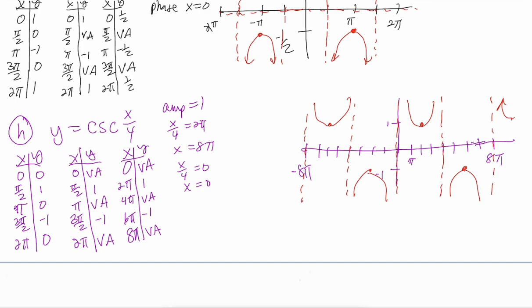But you need to do trig every night between now and your test on Friday. Don't wait until Thursday. This is a lot of material. Please study between now and your test on Friday. Okay? So there you go.